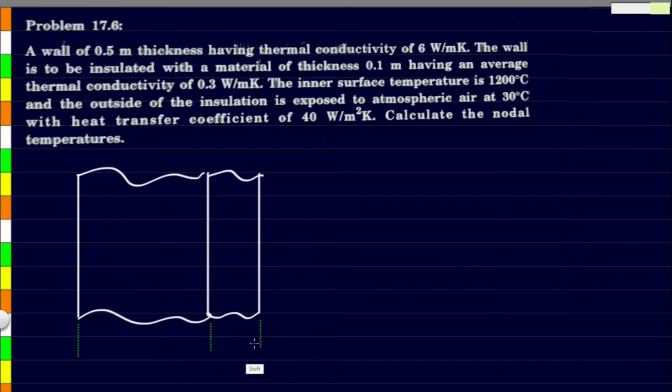So thickness of the walls has been given to us. Thermal conductivity for first and second element has also been given. Thermal conductivity of first wall is 6 watts per meter Kelvin. Second one is 0.3 watts per meter Kelvin.